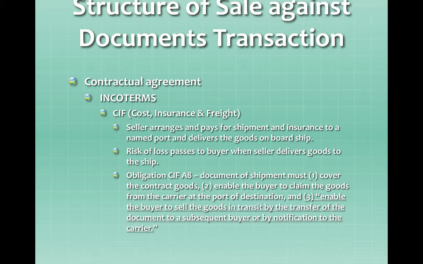It must, second, enable the buyer to claim the goods from the carrier at the port of destination. And third, unless the parties agree otherwise, the document must enable the buyer to sell the goods in transit by the transfer of the document to a subsequent buyer or by notification to the carrier. This last requirement, this third requirement, can only be accomplished through a negotiable bill of lading. Only a negotiable bill of lading sufficiently represents the legal property interests in the goods to enable the buyer to sell the goods in transit by transferring the document to a subsequent buyer.